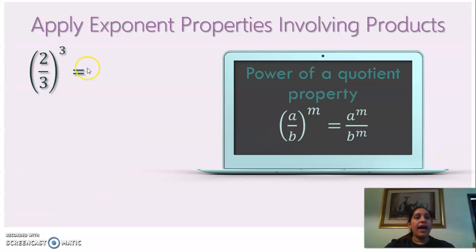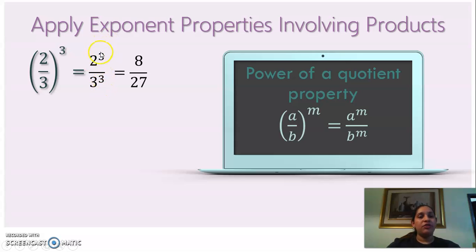On this one, I have 2/3 raised to the power of 3. My property tells me that it's the power of a quotient property. When I have two different numbers raised to the same exponent, I apply the exponent to each of the numbers I have in the fraction. So, I apply my 3 to the 2 and the 3 to the 3. This way I'll have 2 raised to the third power and 3 raised to the third power.